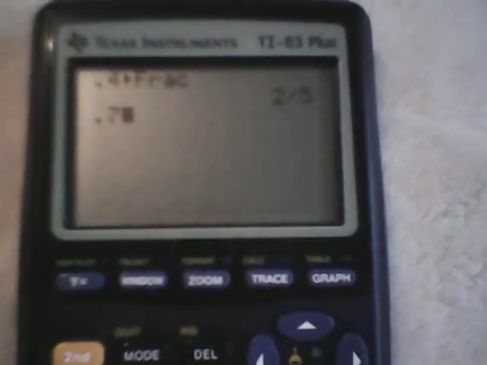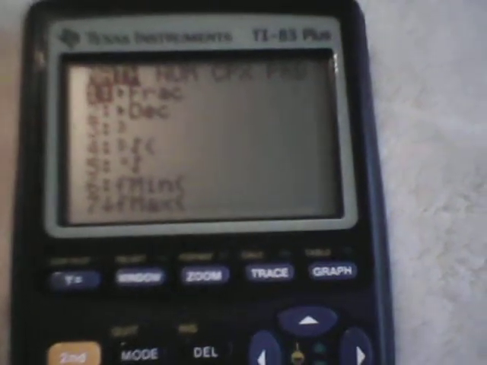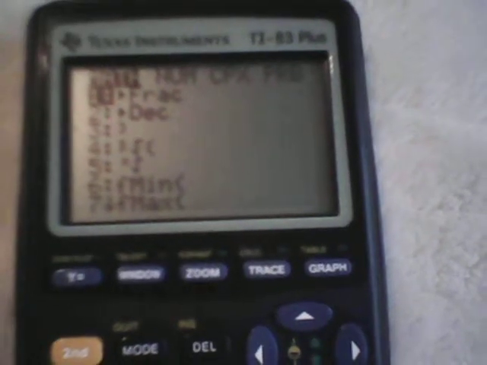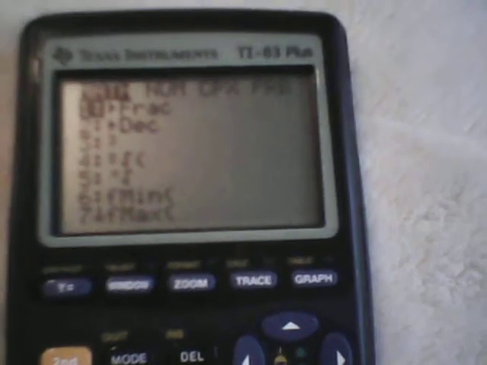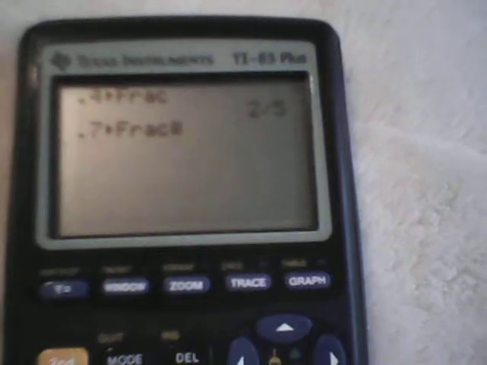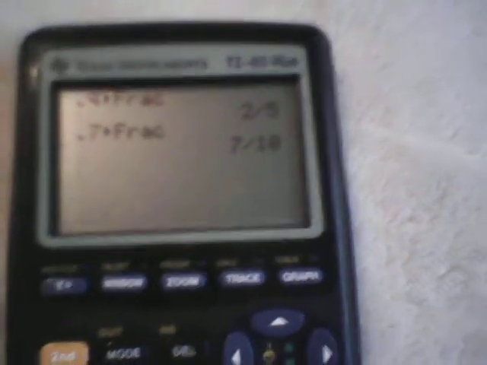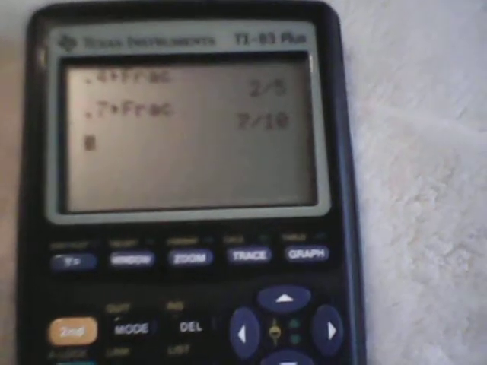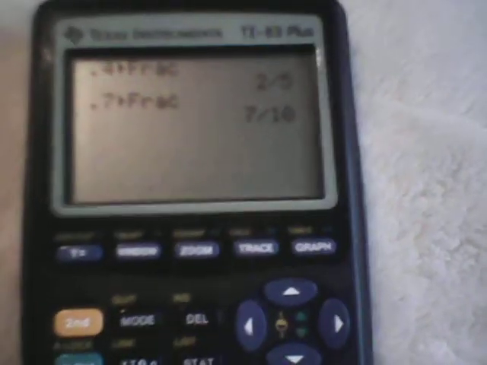Let's try again. Let's say we have 0.7. Now how do we get it to a fraction? You can do it the old-fashioned way, or you can come down here and hit math. And then at the top of the screen you have math, num, CPX, and PRB. You want to go with math 1 for frac. Hit enter. Tells you that it's 7/10. So that's the way to convert a decimal into a fraction. It's exceptionally useful. You're going to use it all the time.